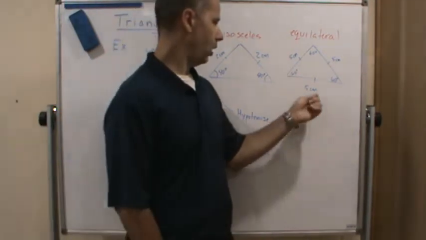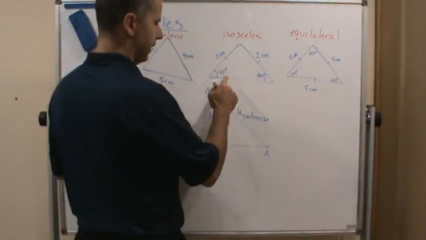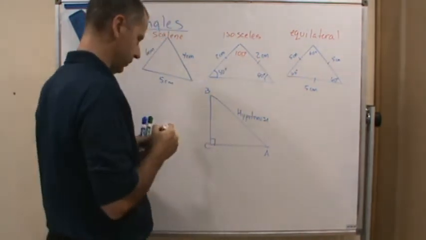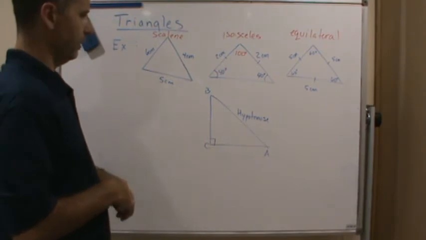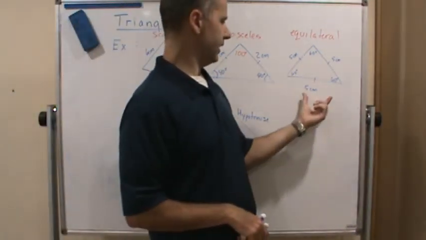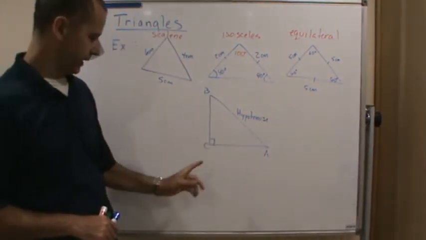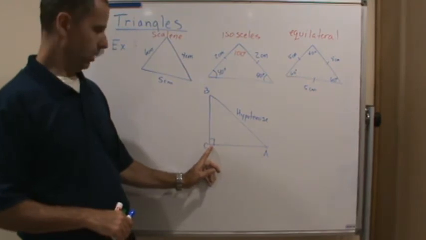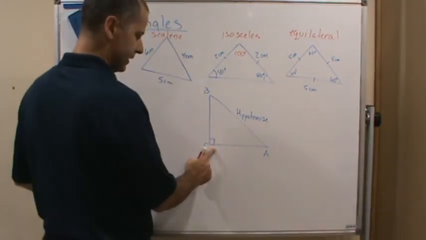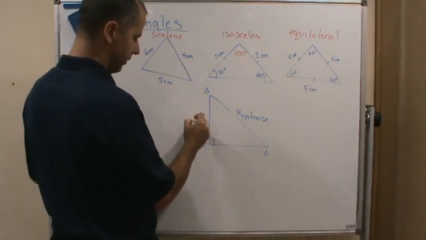Okay? So in this case here, we know that if this adds up to 80, then this has to be 100 degrees, okay? So that's important to know for later. Okay, so this is an equilateral triangle, and of course this is an example of a right triangle. Why? Because it has a right angle, okay? So this is the hypotenuse because it's the side across from the right angle, and these sides are the legs.